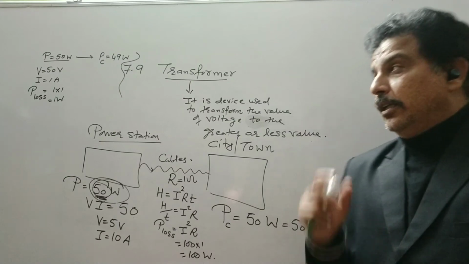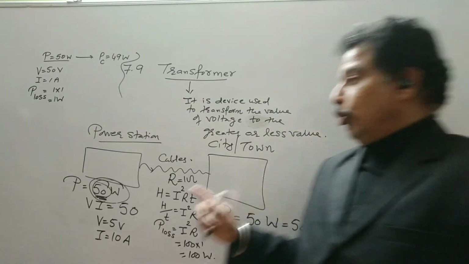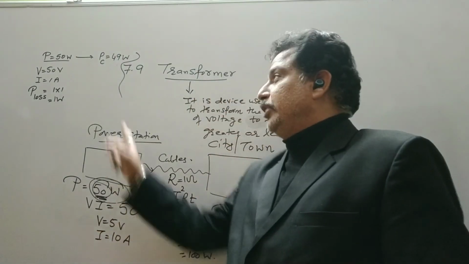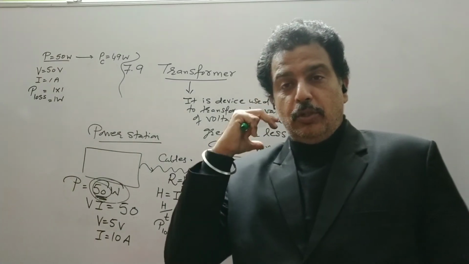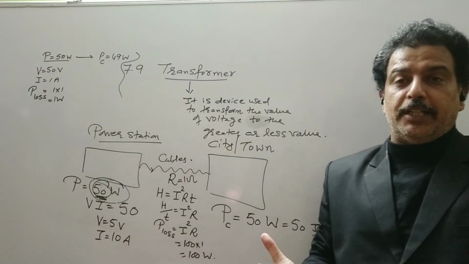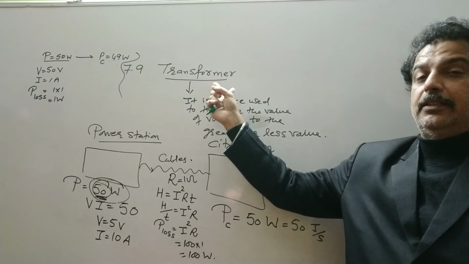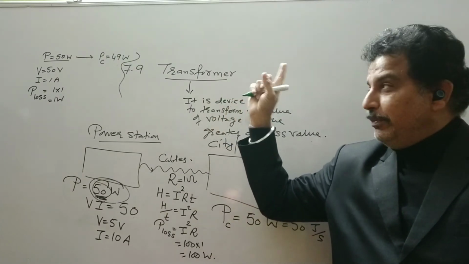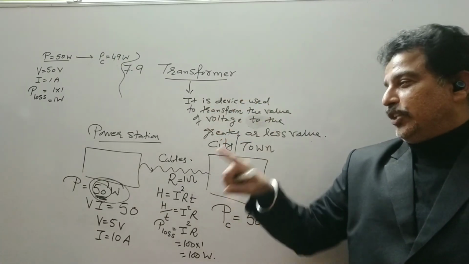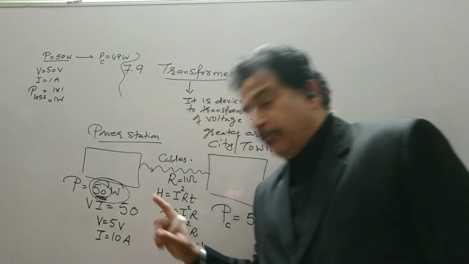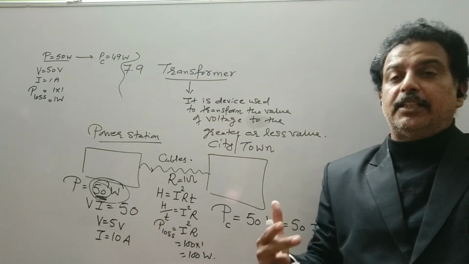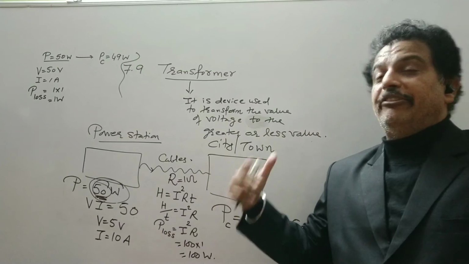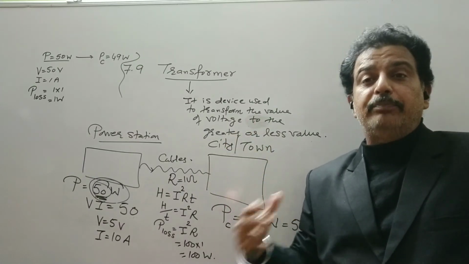However, this is possible only when the voltage is increased from 5 to 50. Now, who will increase this voltage? So that is a device. A transformer will be used to transform this 5 volt value, or to increase this 5 volt value to 50 volt. So it is a step up transformer.